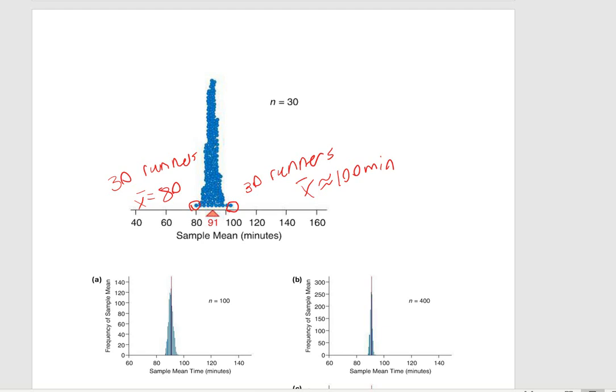Now here's the deal. Typically, any group of 30 will have some fast and some slow, but remember, we're not looking at their individual times, we're looking at their average times, so we're adding them all together. And when we do that, we can see that most of our samples, look at all those dots grouped together, are going to average out to 91 minutes, which is the same as our population.